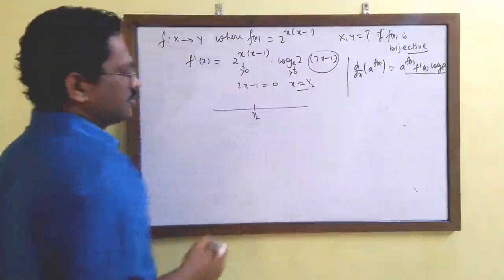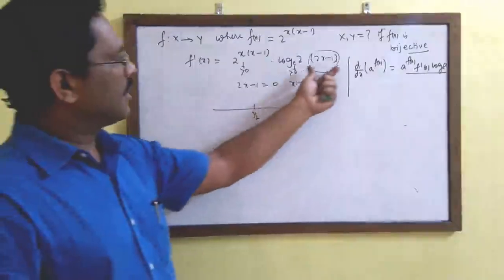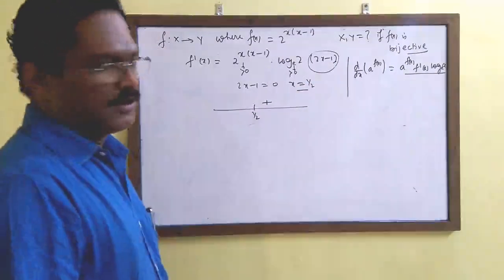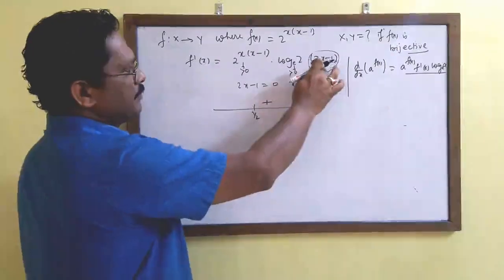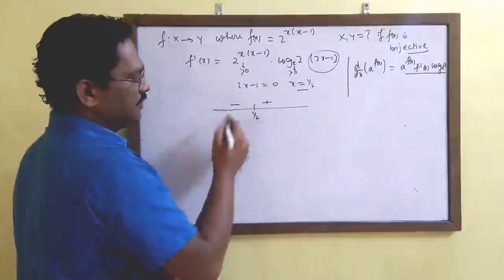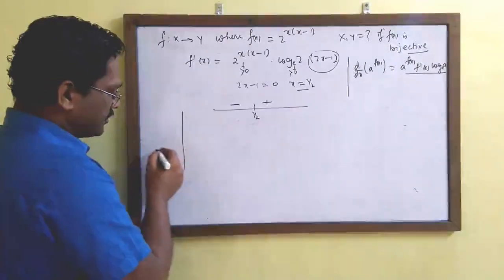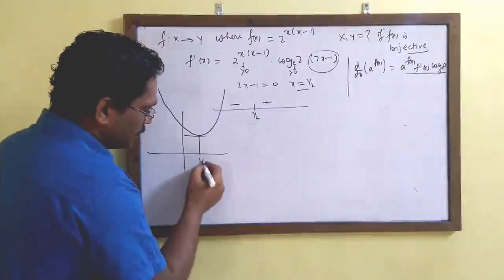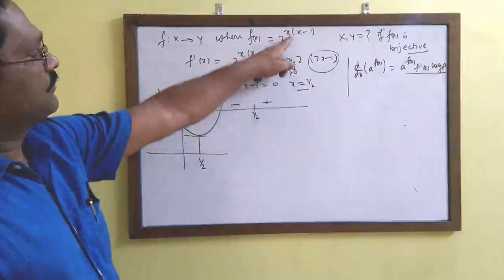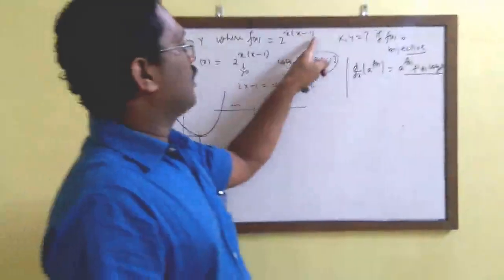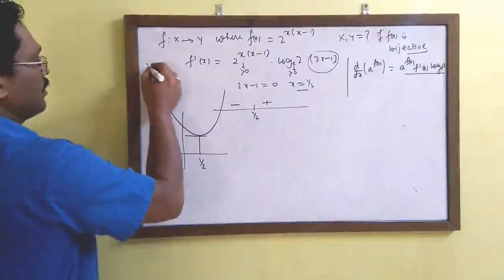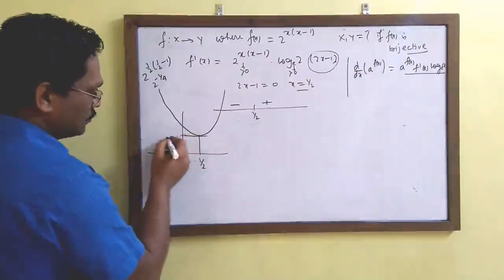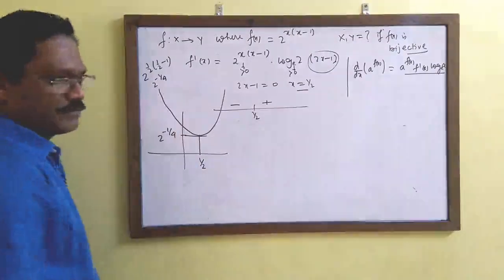So if I consider this point half, now for x greater than half it is positive, so the function is increasing for x greater than half. For x less than half, if I put 0 here, you get minus 1, so it is negative. What does it mean? It means that the function is decreasing like this and then increasing like this. So if this is your point half, now let us put this value here. So half into half minus 1, so 2 to the power half into (half minus 1). That gives you 2 to the power minus 1 by 4. So this value is 2 to the power minus 1 by 4.